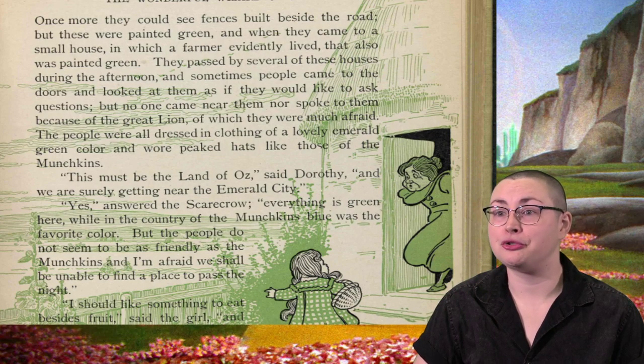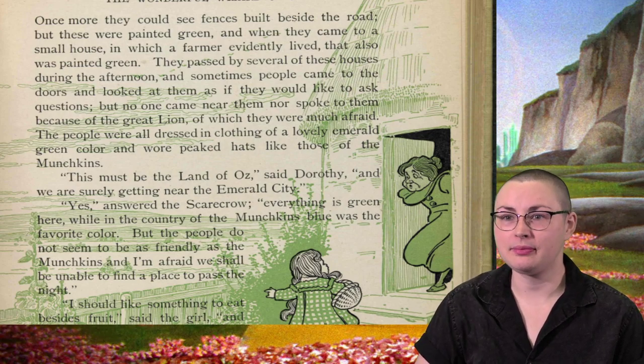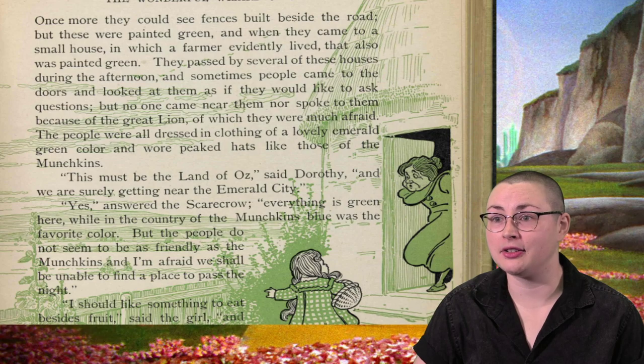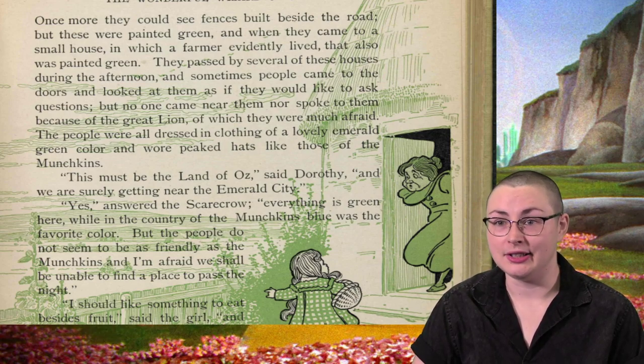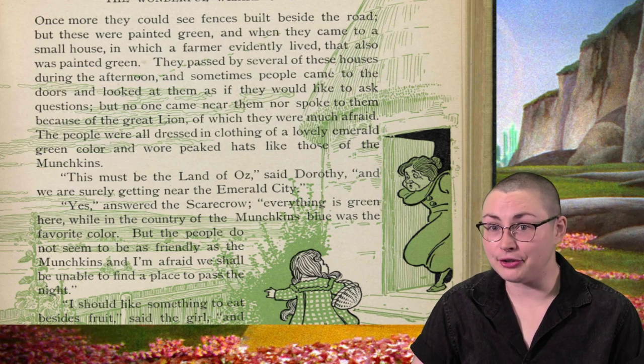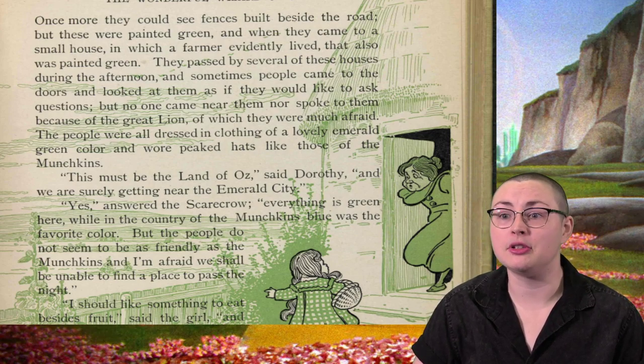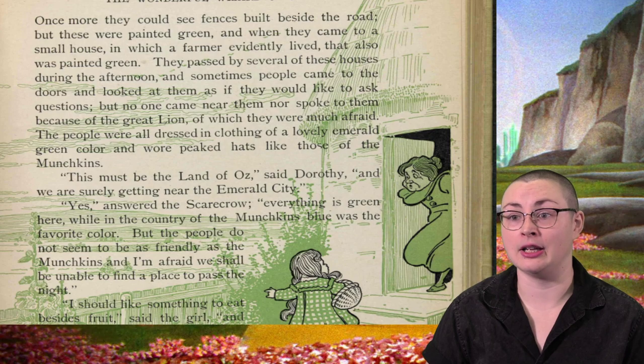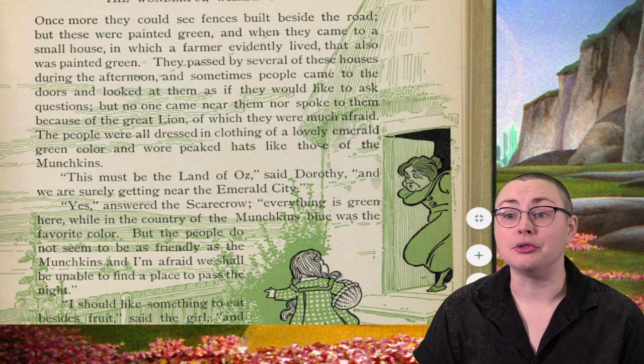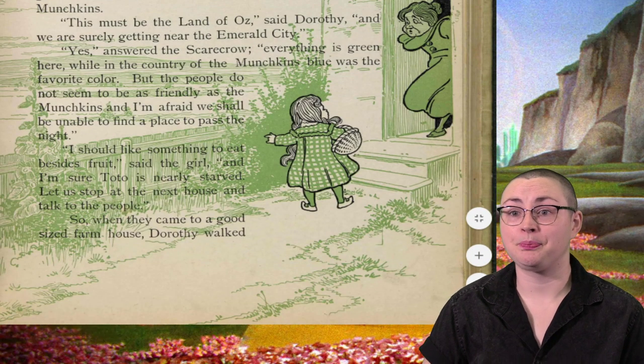The people were all dressed in clothing of lovely emerald green color and wore peaked hats like those of the Munchkins. "This must be the land of Oz," said Dorothy, "and we are surely getting near the Emerald City." "Yes," answered the Scarecrow, "everything is green here, while in the country of the Munchkins blue was the favorite color. But the people do not seem to be as friendly as the Munchkins, and I'm afraid we shall be unable to find a place to pass the night."